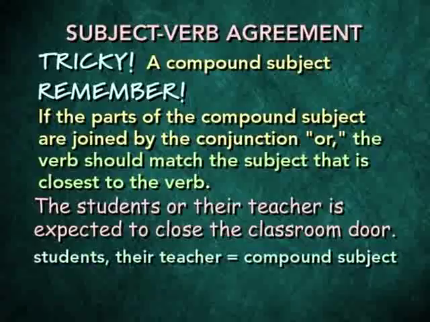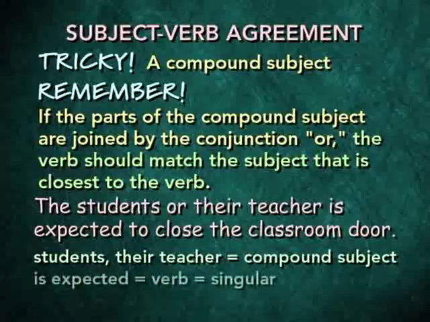Students, their teacher. The first one, students, is plural. Their teacher is singular. Which one should the verb match? Well, since their teacher is closer to the verb, is expected is correct. That's a singular verb, and it matches up with their teacher, which is also singular. We've been talking about compound subjects quite a bit.